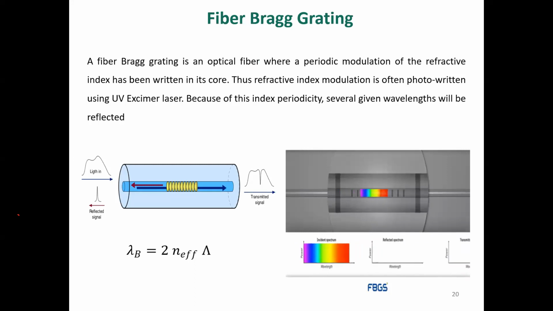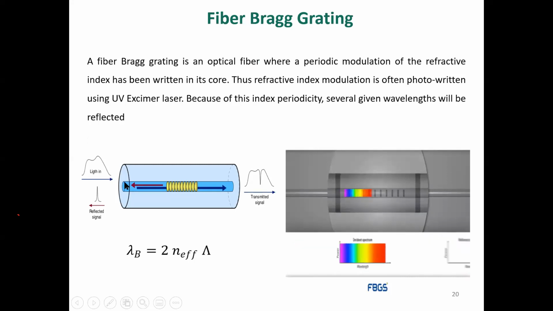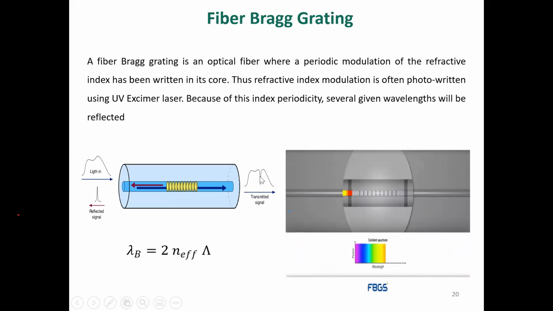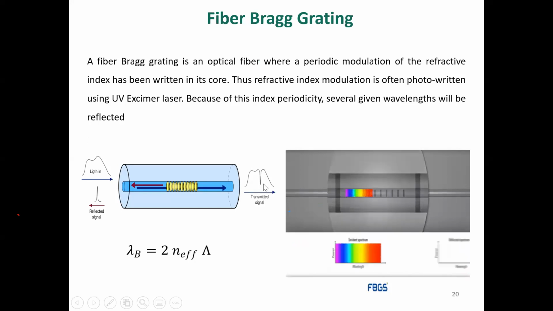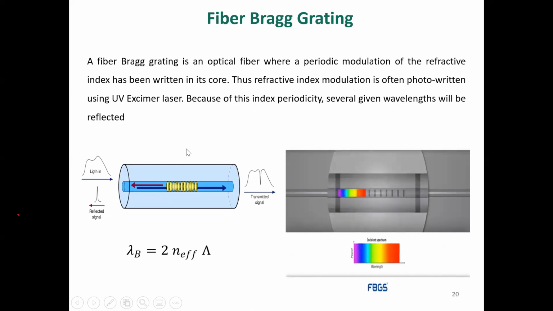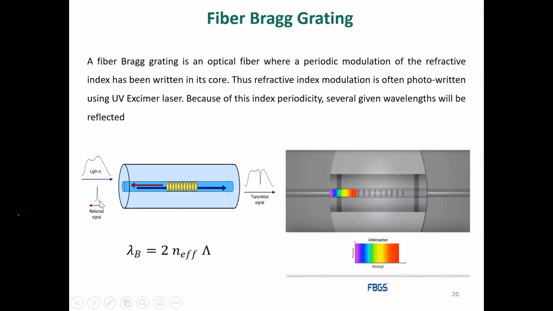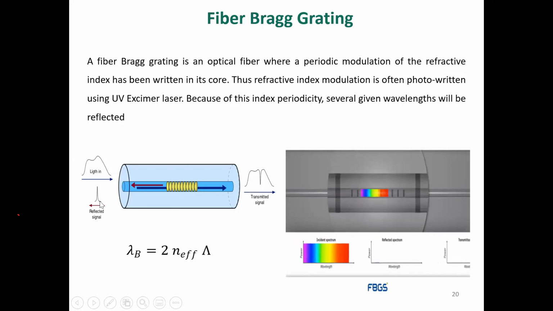Okay. Now what happens if we send the light? You can see that we are sending light with many wavelengths. One particular wavelength or one band of wavelengths will reflect. So you can see the transmitted signal is devoid of the one particular wavelength which is reflected back. Now if we apply some temperature or some pressure, this reflected wavelength will change. And with that, we can calibrate the temperature, pressure or vibrations.